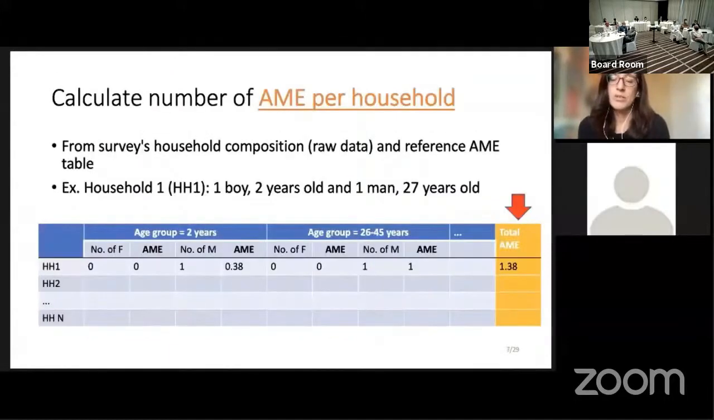So as I said earlier, having access to the survey's raw data is critical. In this very simplified table, I'm listing a hypothetical number of households in the first column, and next to it, the breakdown of the household members. So HH1, which would be like household 1, is made of 1 2-year-old boy and 1 adult male. If we use the AME from the previous slide, this represents 0.38 AME for the boy and 1 for the adult male. And then we add the values to obtain the total AME for the household. So from now on, the composition of the household is expressed as AME.